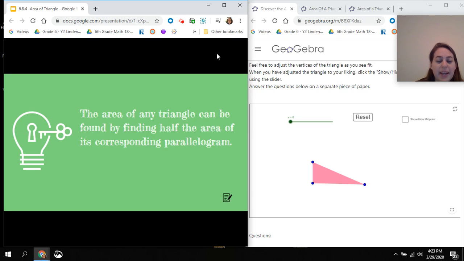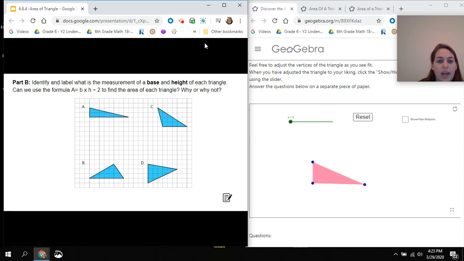Now that we know that the base of a triangle and the height of a triangle is important, let's dive into the next part of our grapple. As I read, feel free to make annotations on your page. Identify and label what is the measurement of a base and height of each triangle. Can we use the formula area equals base times height divided by 2 to find the area of each triangle? Why or why not? We're going to pause here to give you some time to work on your paper.